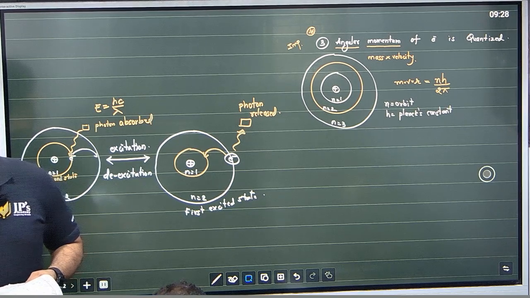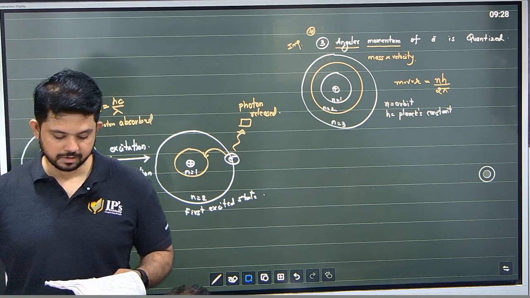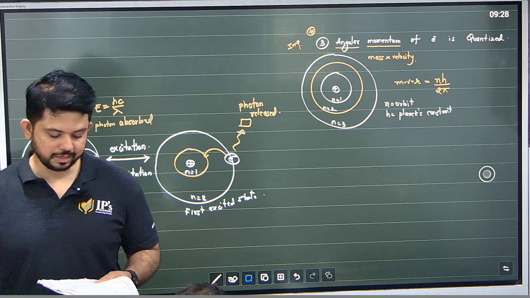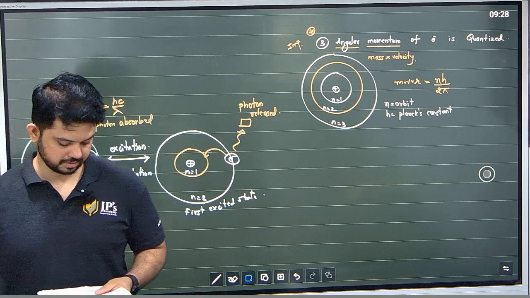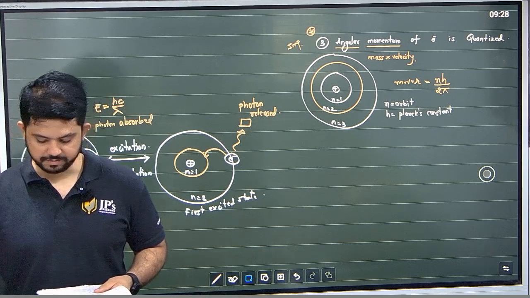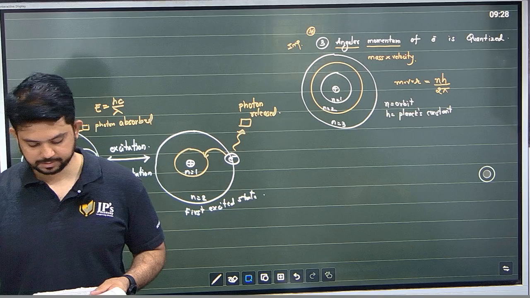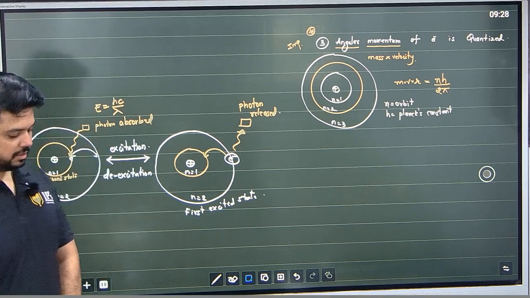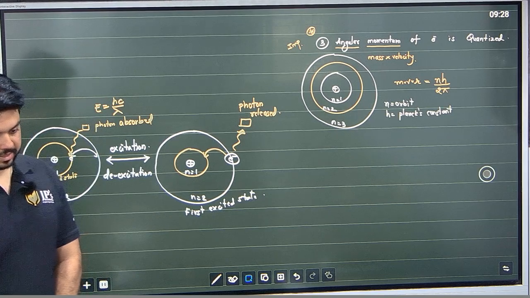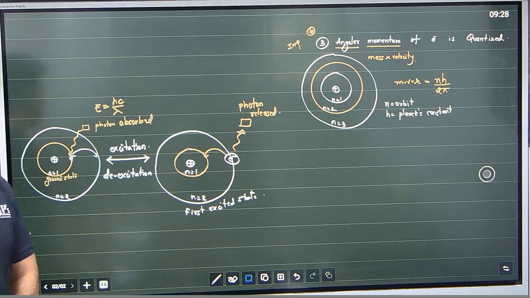And when the electron moves in the least possible energy level, it is known as ground state.